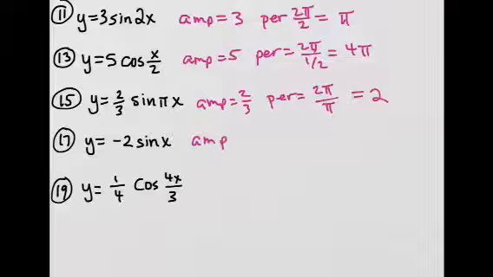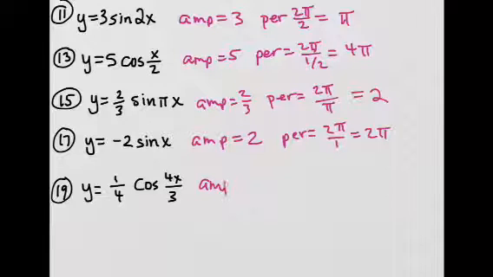Number 17, the amplitude is 2. Remember, the negative just tells you there's going to be a reflection over the x-axis, but the amplitude itself is 2. On the period, 2 pi over 1, which is 2 pi.